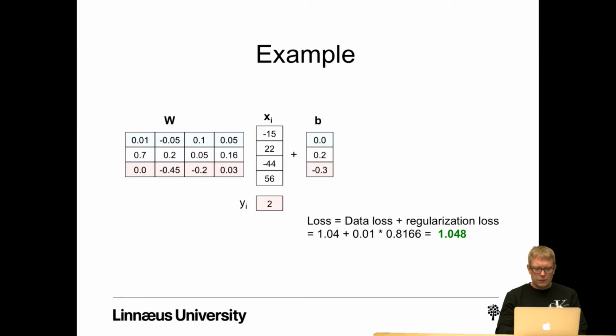And the total loss for our example is the data loss, that's what we calculated before, 1.04, plus the regularization loss, which is the lambda parameter multiplied by the squared sum of the weights, which is 0.01 multiplied by 0.8166, which we calculated before, and the total loss is 1.048.